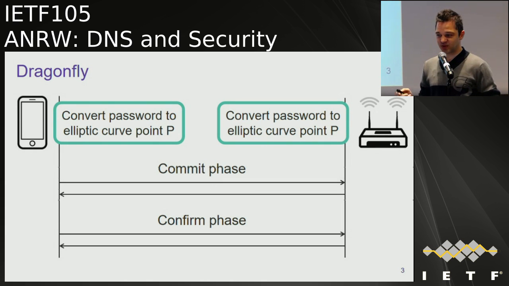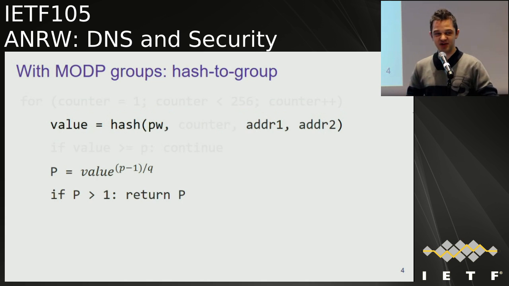I'm going to start with a simple case here where we are using so-called MODP groups. These are not yet elliptic curves, because the Dragonfly handshake also supports MODP groups. And here the algorithm is a bit simpler to explain, and it also nicely illustrates the flaws of this method.